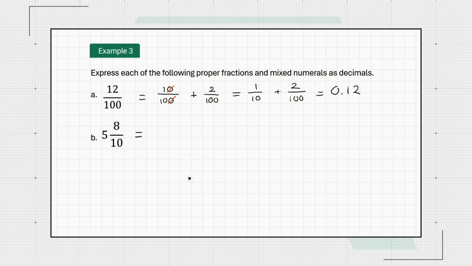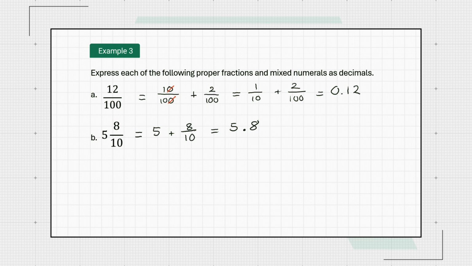5 and 8/10, we have a mixed number. So we have a whole number of 5 plus 8 groups of 10. This is the same as 5 units, the decimal point, and 8/10 would just be 8. So 5 and 8/10 is just 5.8.